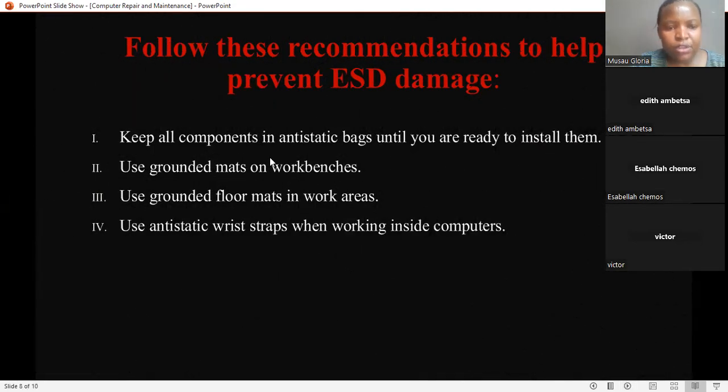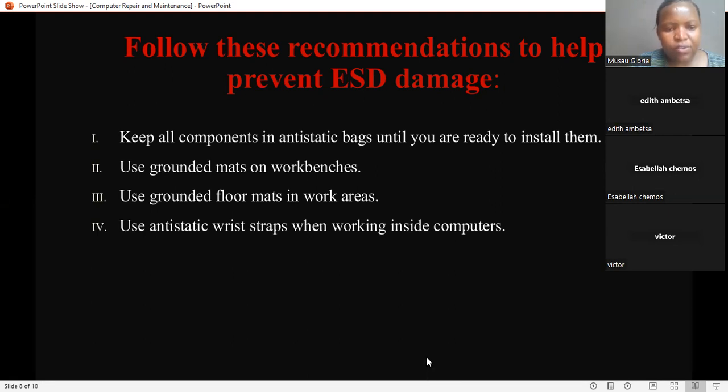The first thing, you need to keep all the components in an anti-static bag until you're ready to install them. So the anti-static bag will prevent the damage of ESD. The second thing, you can use grounded mats on workbenches. So if, for instance, you are in a computer lab and you are opening a CPU, the place that you are standing, you can place a mat that is grounded so that it prevents electrostatic discharge from damaging the computer components.